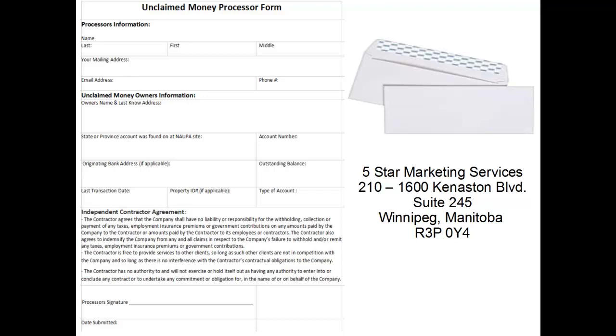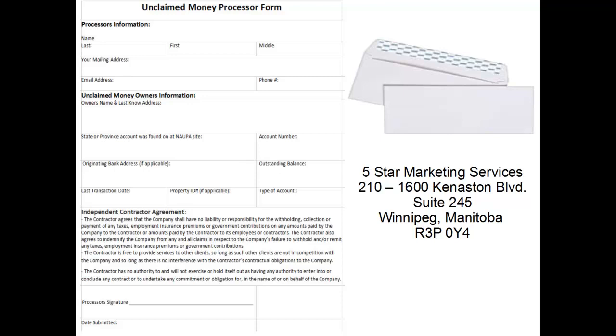In the second section, where you see the unclaimed money owner's information, that is the information you're just taking off the files that you found that are $50 or more. All of that information is found on the site where you found the accounts. The only one main point that I'm going to point out is the state or the province of the account that was found on the national account website. So if it was found in Texas, you'd put Texas in there. If it was found in Saskatchewan, Canada, you'd put Saskatchewan in there.